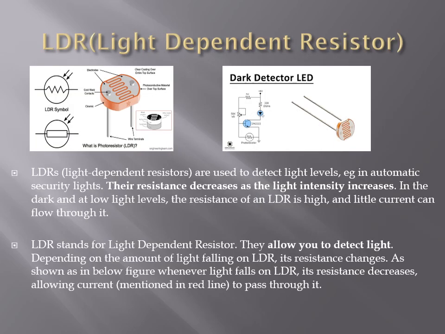Next, LDR, light dependent resistor. Here these light dependent resistors are used to detect light levels, like automatic security lights, and this stands for the light dependent resistor that allows you to detect light depending on the amount of light falling on the LDR. Its resistance changes as shown in the figure. Its resistance decreases, allowing current to pass through it.